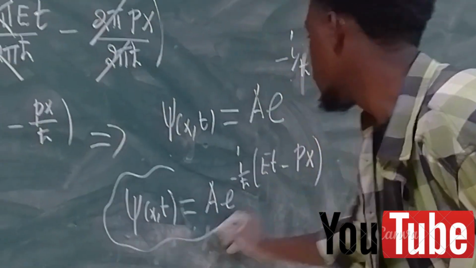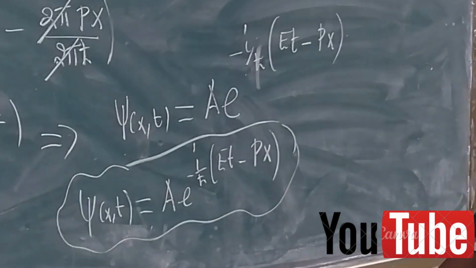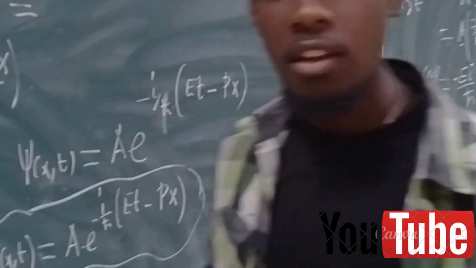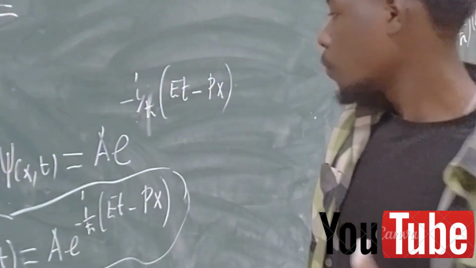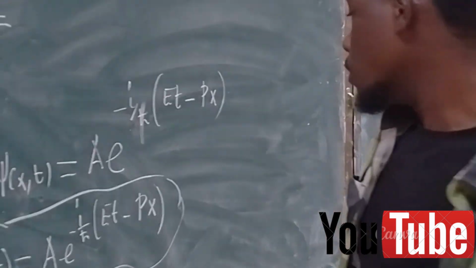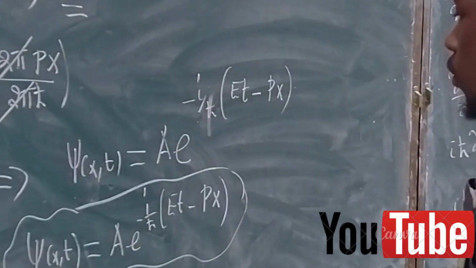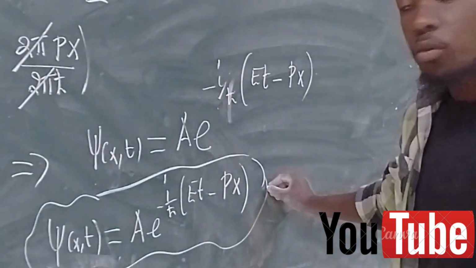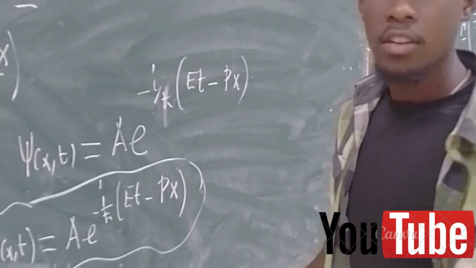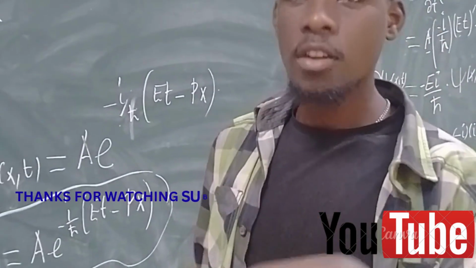So this one is the wave function. This is the wave function that describes the motion of a particle as a wave. So now, this is the one we shall be using as we are deriving the Schrodinger equation in the next videos, the time-dependent and time-independent Schrodinger equation.